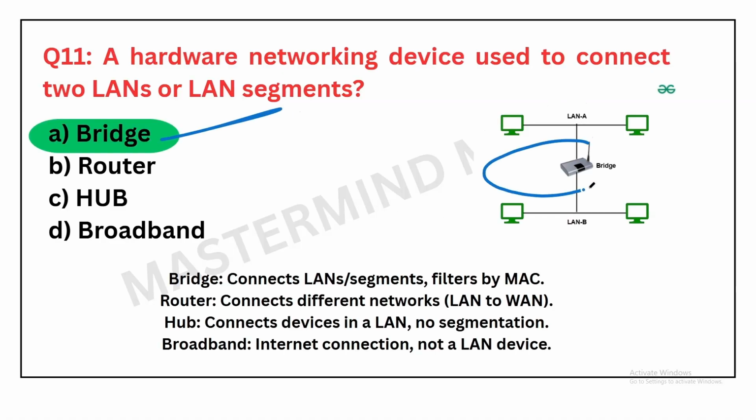A bridge is a device that links two LANs or network segments and manages traffic by checking MAC addresses. A router connects different networks such as LAN to LAN or LAN to a WAN and directs data between them. A hub simply connects multiple devices within a LAN but doesn't control or filter traffic. Broadband, on the other hand, is not a network device, it's a high-speed internet connection.